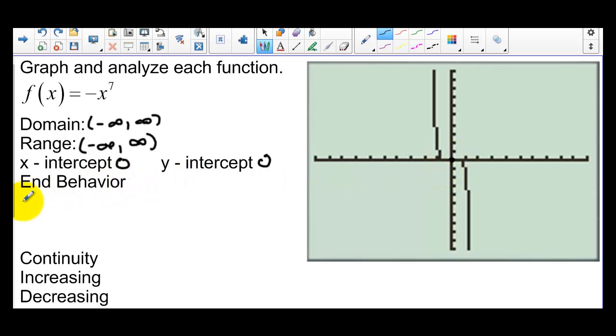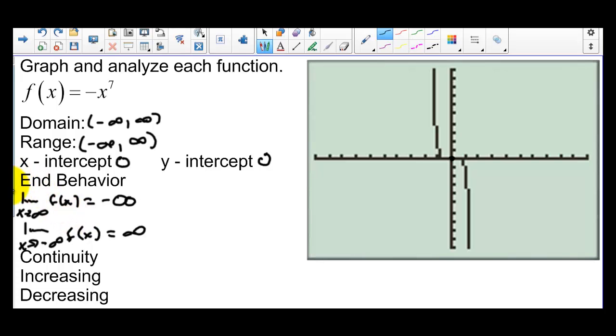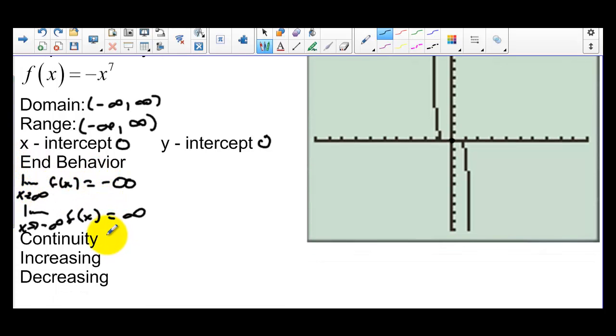The end behavior, the limit as x approaches positive infinity of f of x is equal to negative infinity. And the limit as x approaches negative infinity of f of x is positive infinity. This function is continuous everywhere. It has no asymptotes, no holes, no jump discontinuity. So negative infinity to infinity. This function is never increasing, so we say none. And the function is decreasing the entire time.